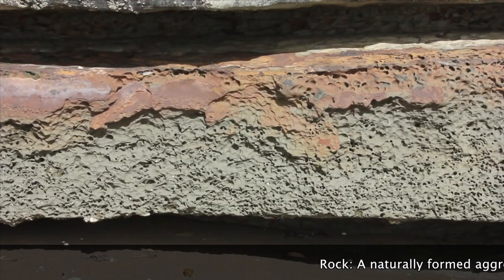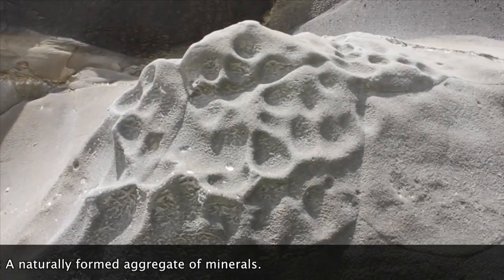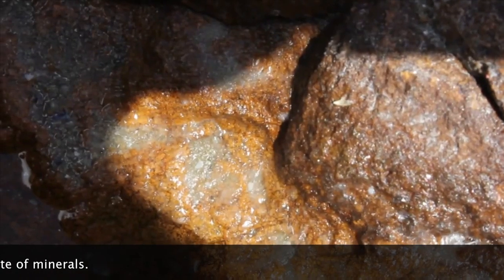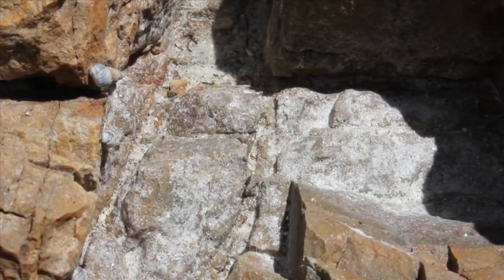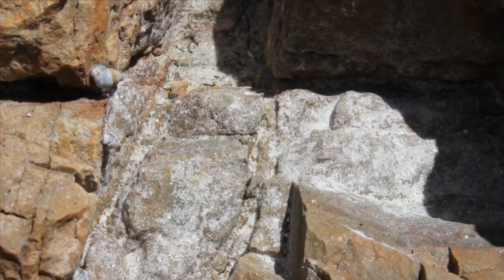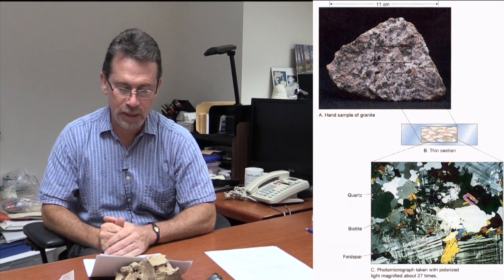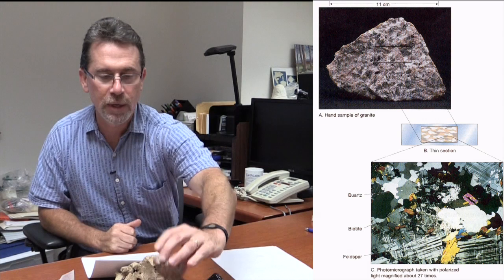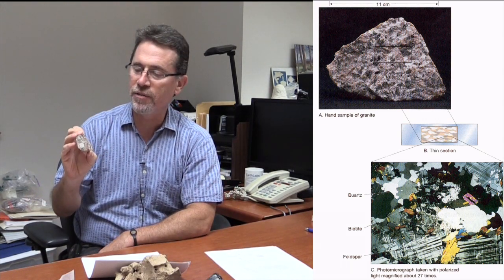So now, by contrast, let's define a rock. A rock is simply a naturally formed aggregate of minerals. So we've defined mineral, and now a rock, by comparison, is just an aggregate of those minerals put together. A rock need not have a specific chemical composition as a mineral does. What's pictured here is a hand sample of granite, and what you can see both in the picture and in this hand sample here is that you can actually see the different mineral phases.